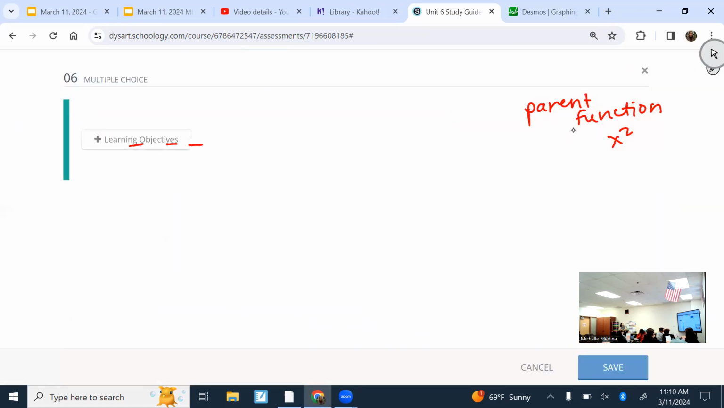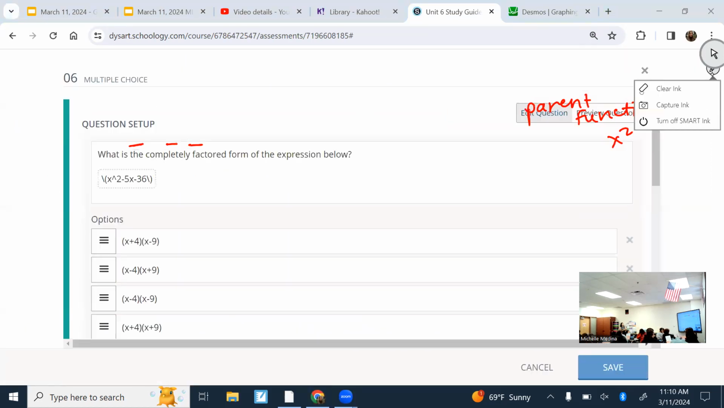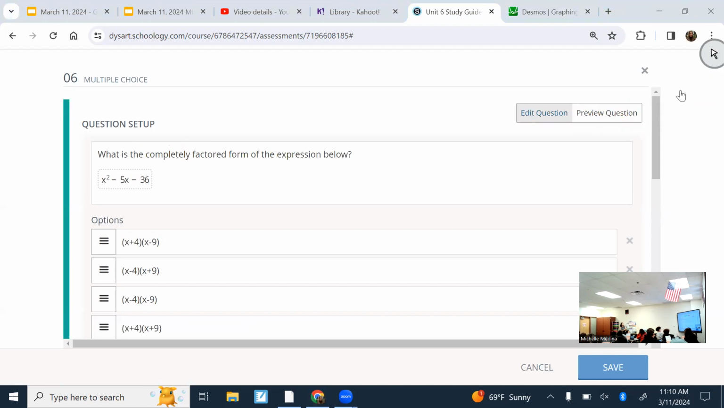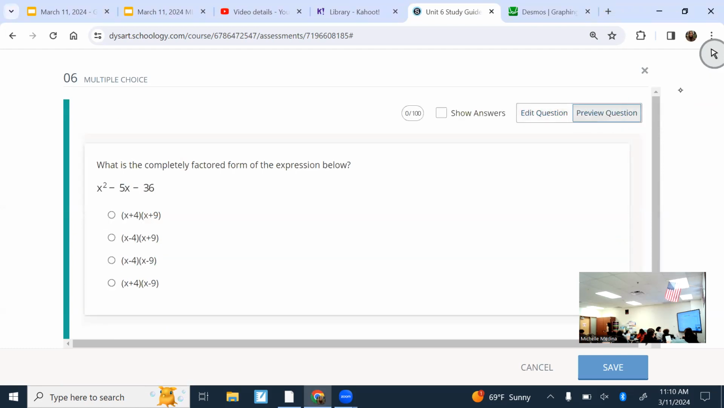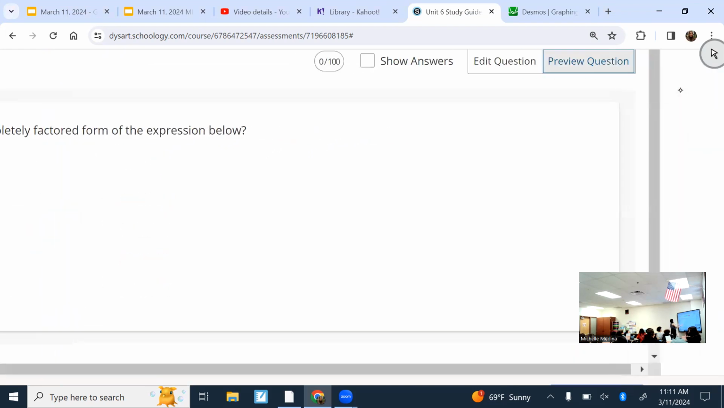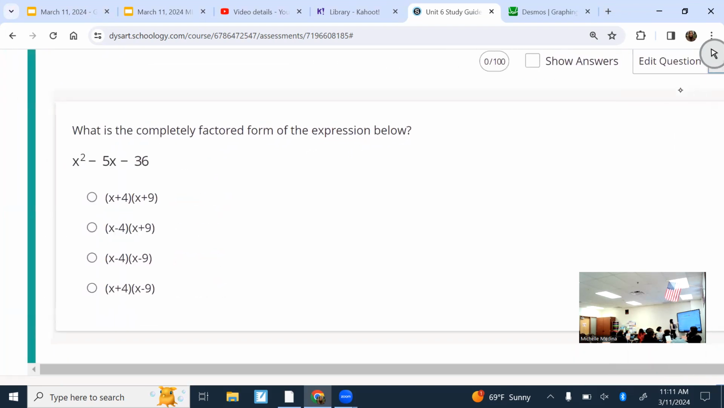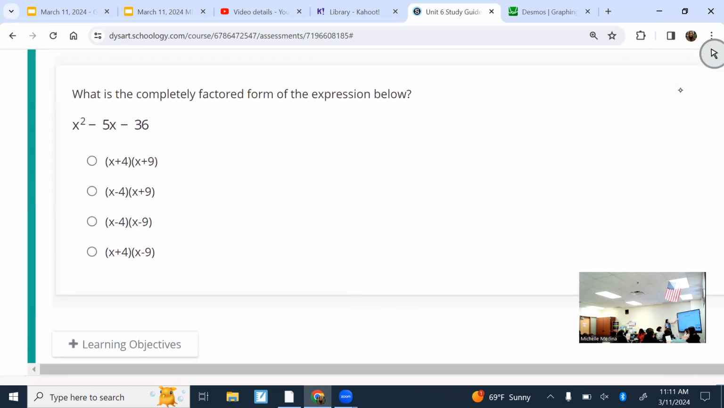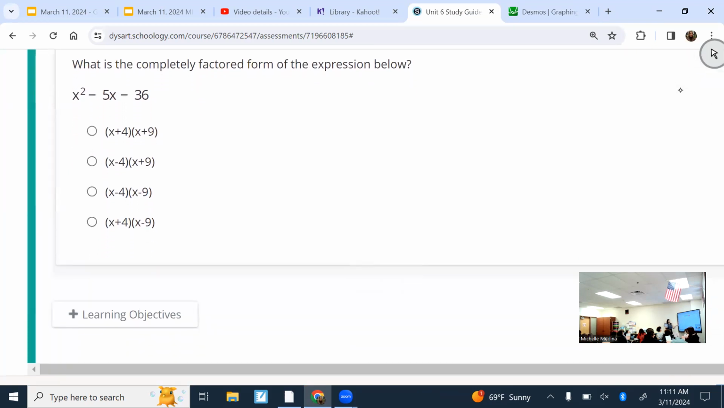So we have, what's the completely factored expression below. So the given is in standard form. We've not yet learned how to go from standard to factored. You'll learn that next unit. Right now, all we know is how to go from factored to standard. And the way that we do that is by multiplying these out. So honestly, you have to multiply all your answer options to see which one matches.